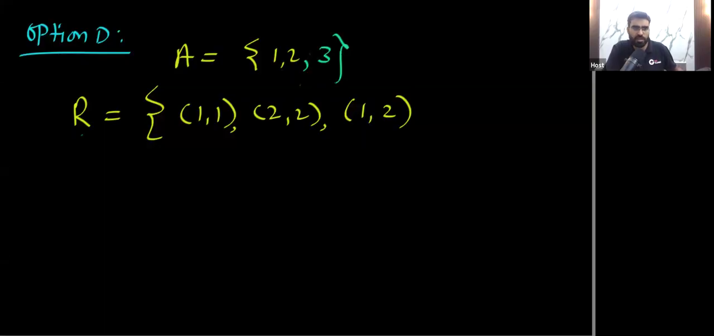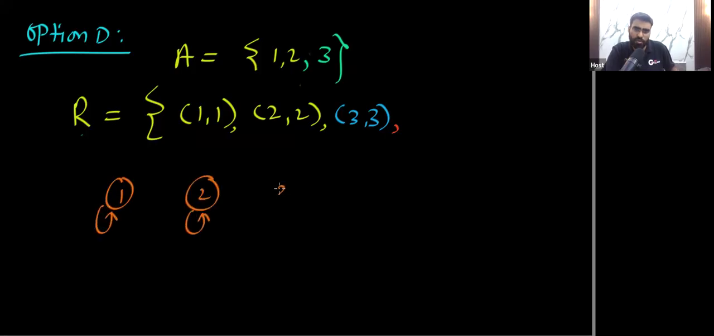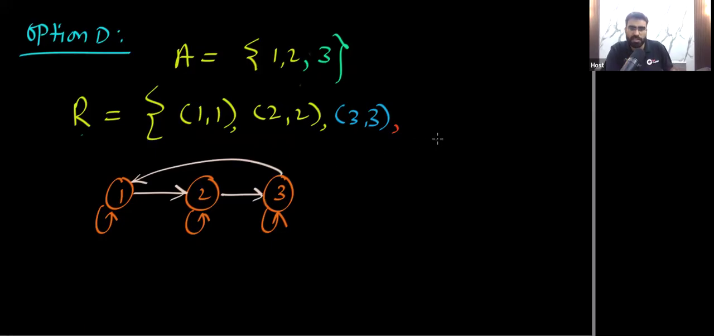Consider 1, 2, 3. This is the base set. You know that total relation will always be reflexive. That is fine. I want total which is not transitive. So 1 is related to 1, 2 is related to 2, 3 is related to 3, because every total relation is reflexive. Then I can do this, and I can do this. Now this is not transitive. Yes, this is total, but this is not transitive.